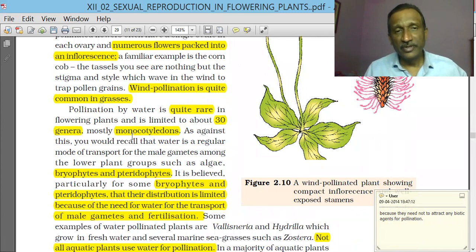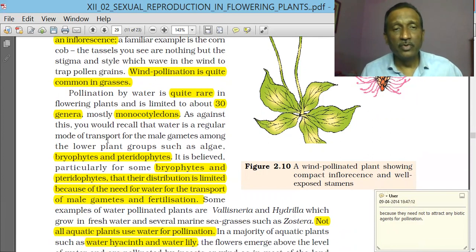Let's talk about water pollination. Pollination by water is quite rare, and in flowering plants it is limited to only about 30 genera, mostly monocots. So both wind pollination and water pollination are common in monocots. Against this, you will recall that water is the regular mode of transport of the male gamete among the lower plants. Thallophyta live in water anyway. Or Bryophyta, though they are living on land, they require water for fertilization. That's why they were known as amphibians. And the same is true with the Pteridophyta.